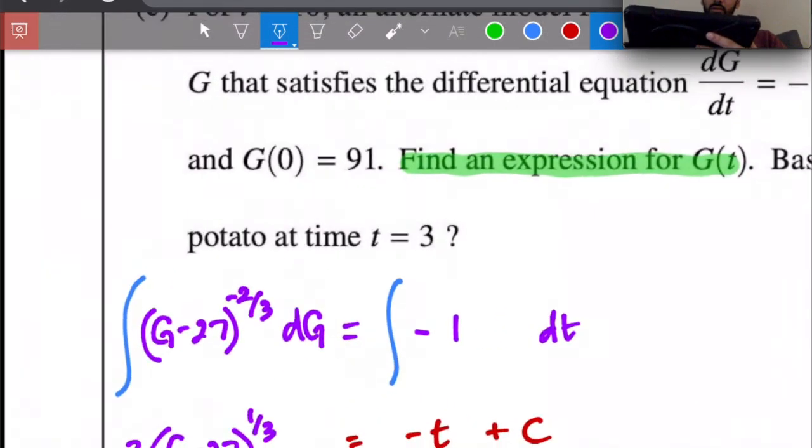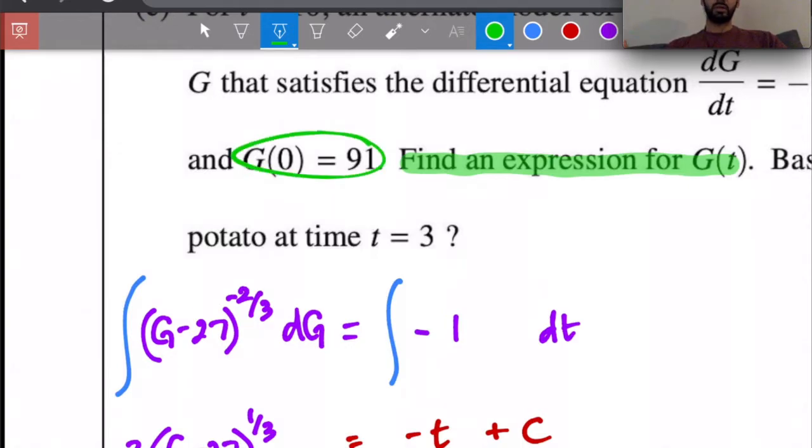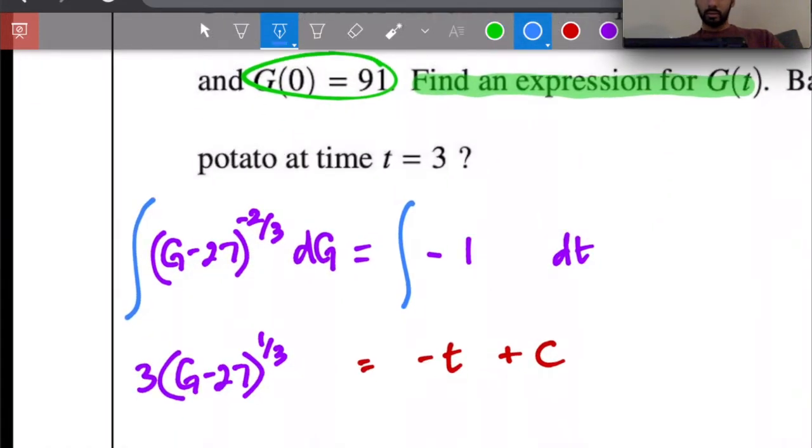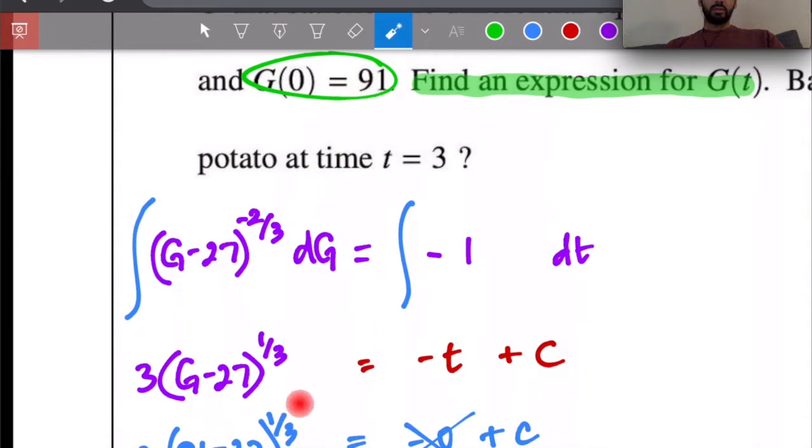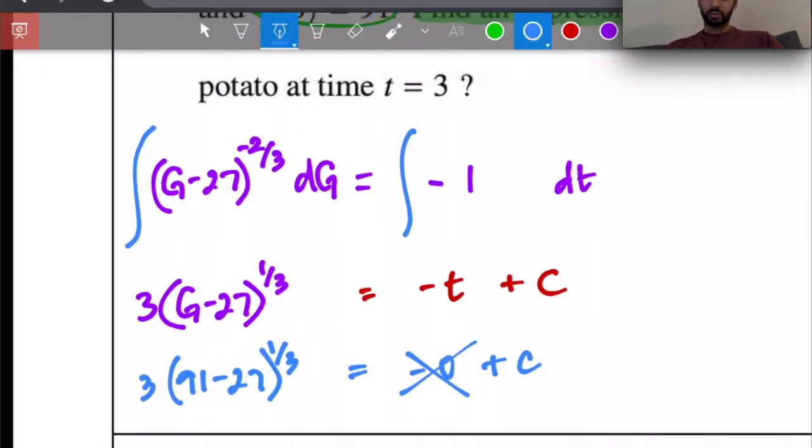And I'm given, here it is, this is my coordinate 0, 91. So that means t is 0 and 91 is g. So let me write that in. 91 minus 27 to the power of 1/3 equals, and then this would be 0 plus c, so I can just ignore that 0. All I did was I plugged this guy into the equation. And so c is going to be equal to, so let's do this, 91 minus 27.